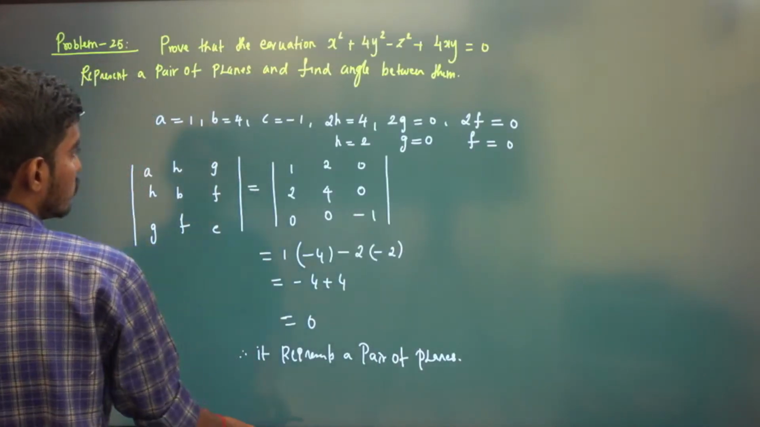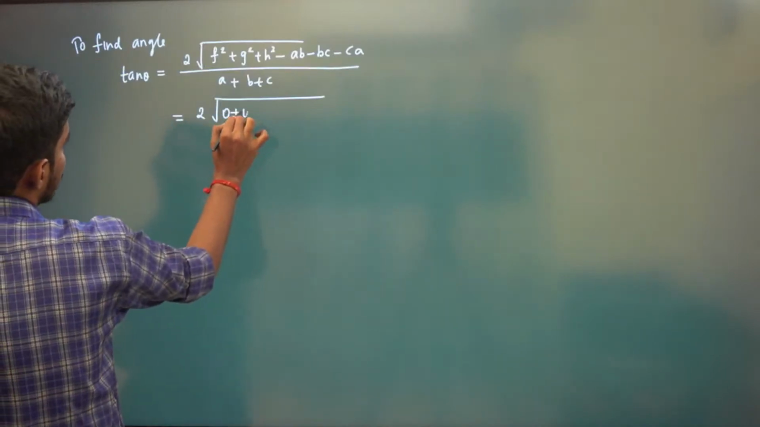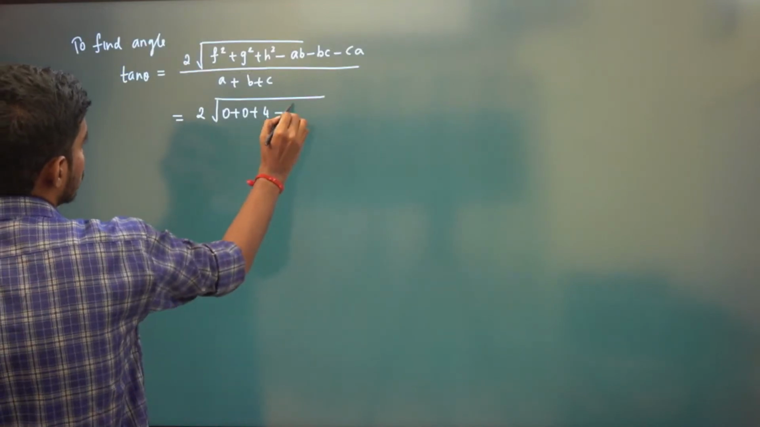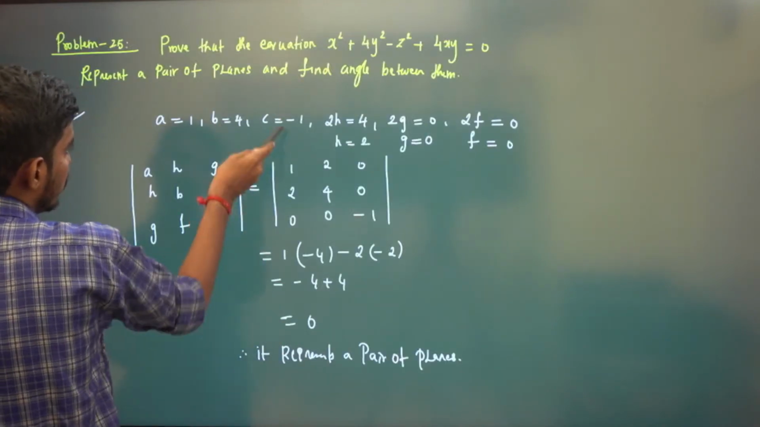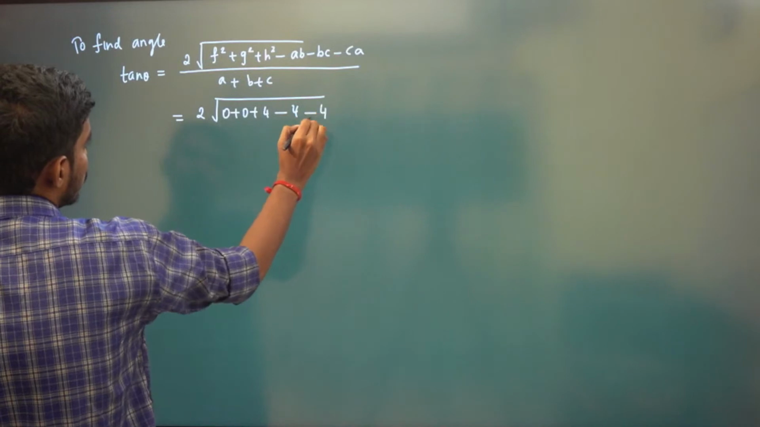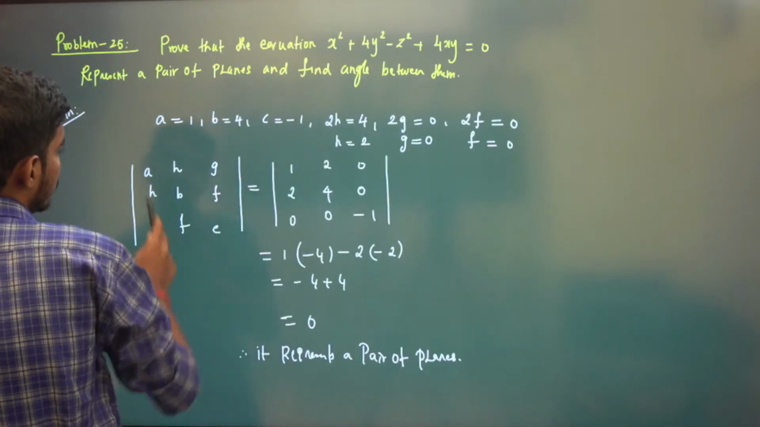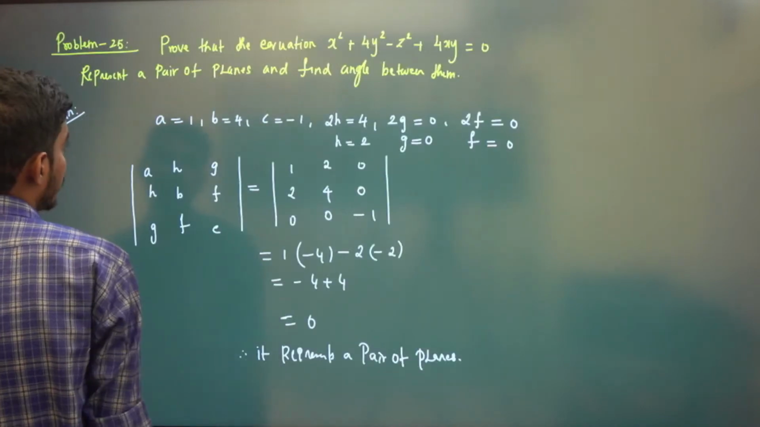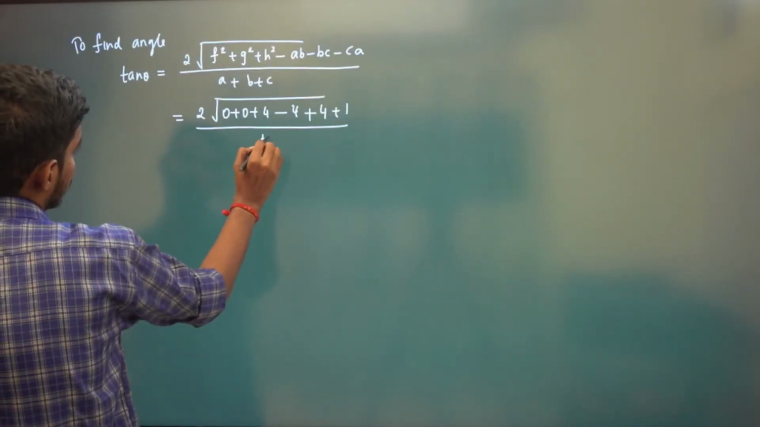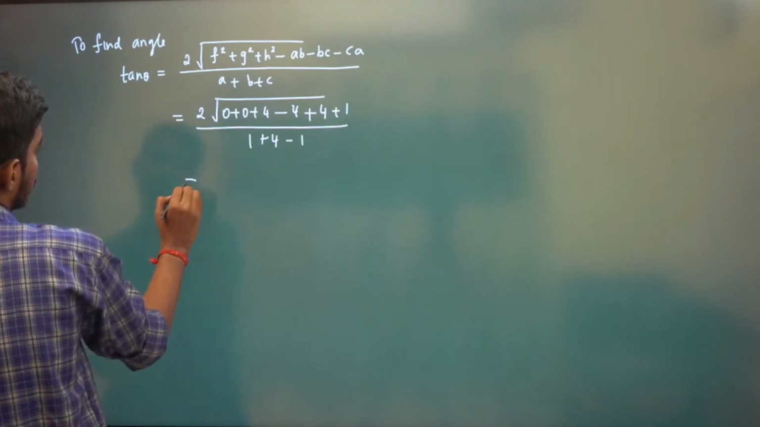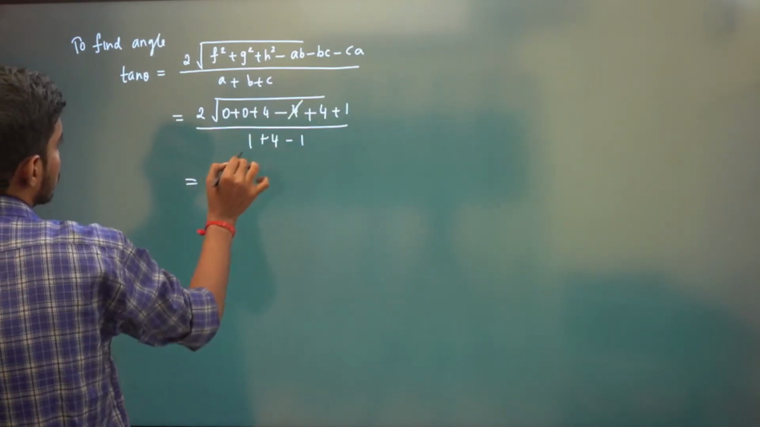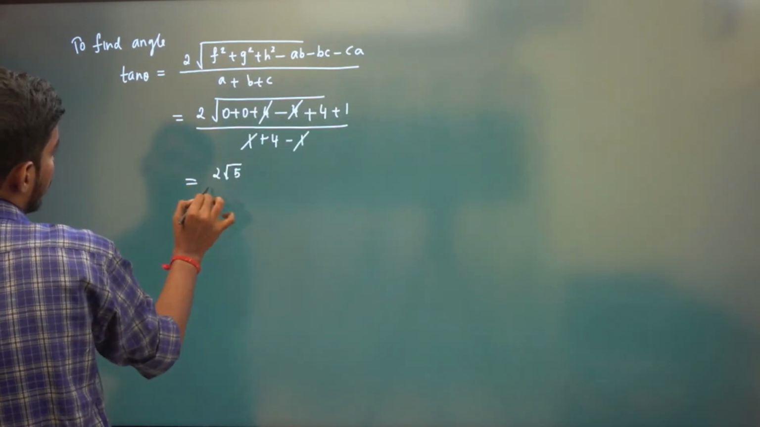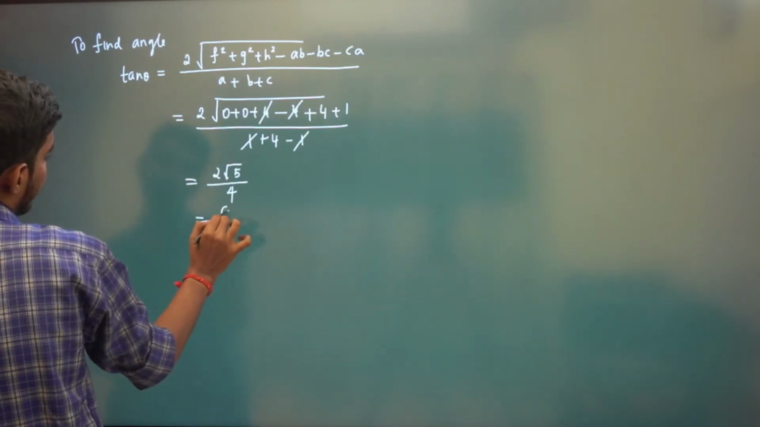So it will be 0 0 4 minus a into b. So a into b is 4, minus b into c is minus 4. So we will have plus 4, minus ca, so we will have plus 1, divided by a plus b plus c, 1 plus 4 minus 1. So this will be 2 times 2 root 5 by 4. So root 5 by 2.